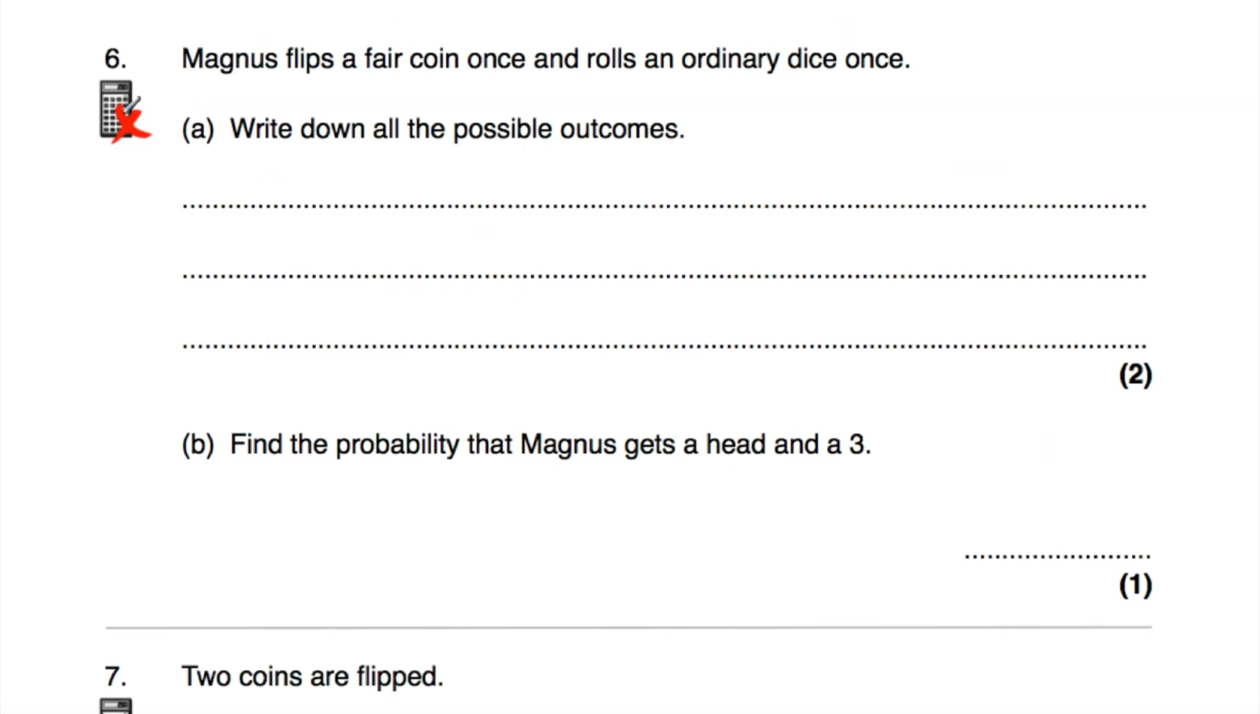Okay, let's look at question number 6. So Magnus flips a fair coin once and rolls an ordinary dice once. So we've got an ordinary 6-sided dice and a fair coin, a normal fair coin. And we've been asked to list all the possible outcomes. So let's deal with the coin to begin with. He could get a head, and then he could get a 1 on the dice. He could get a head, and he could get a 2 on the dice. A head and a 3, a head and a 4, a head and a 5, and a head and a 6. So there's the possible options in terms of if he gets a head on the coin to begin with.